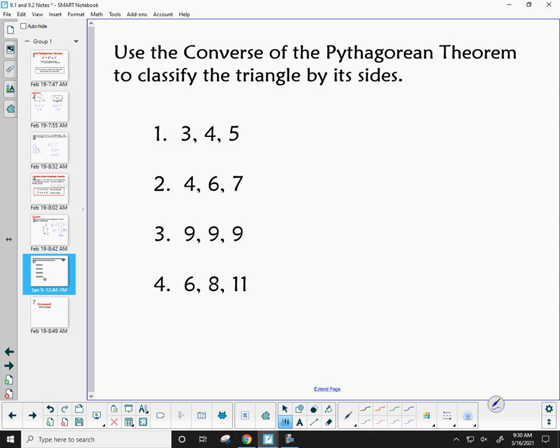Okay. All right. So I'm going to give you a minute here. I want you to look at these four triangles, and I want you to determine, are they a right triangle, an acute triangle, an obtuse triangle, or not a triangle at all?